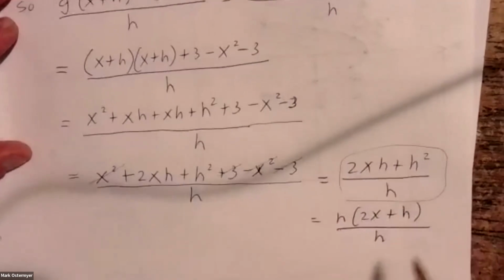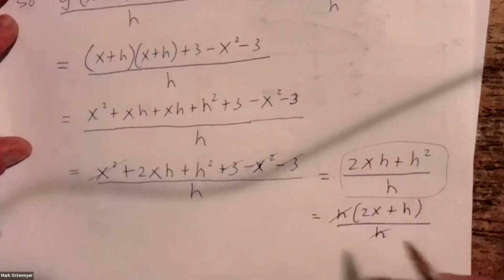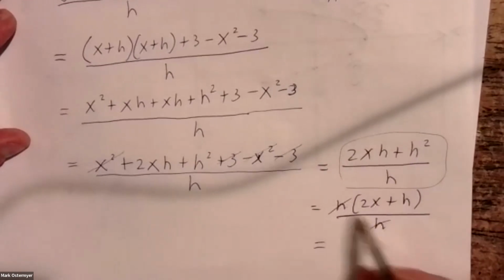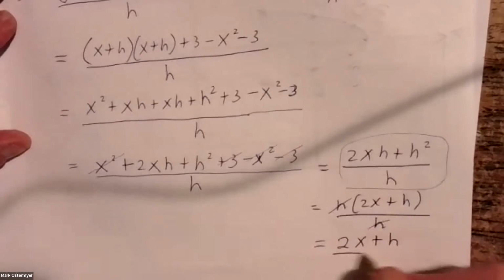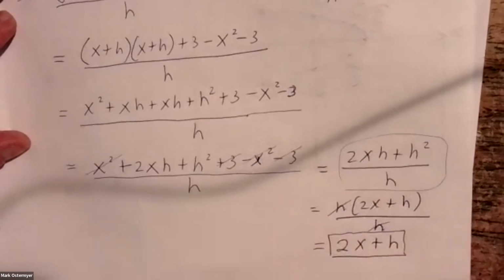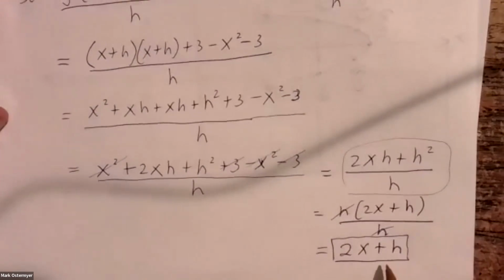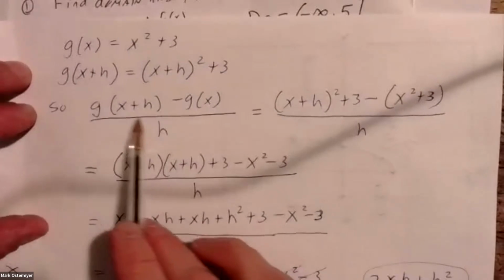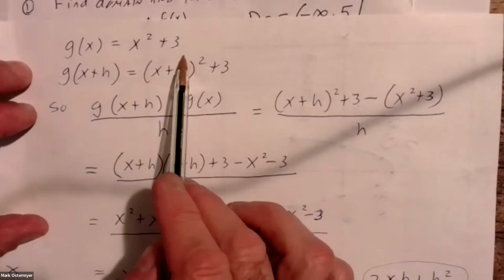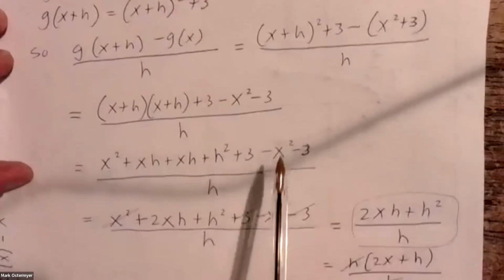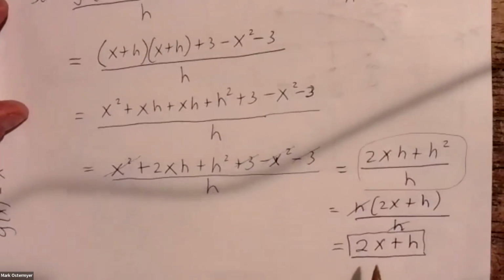then these h's would drop out here, and you would see in your first semester of calculus the importance of that occurring. And so you're left with ultimately 2x plus h as the final simplified result of this difference quotient, which is g of x plus h minus g of x over h, using this function g of x, which is x squared plus 3. It all simplifies down to that.